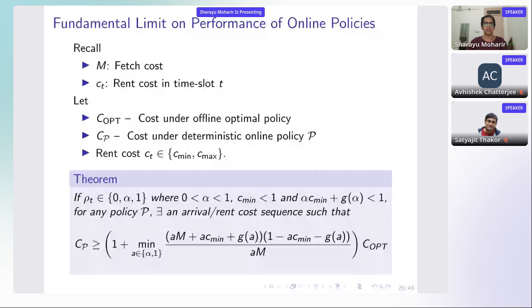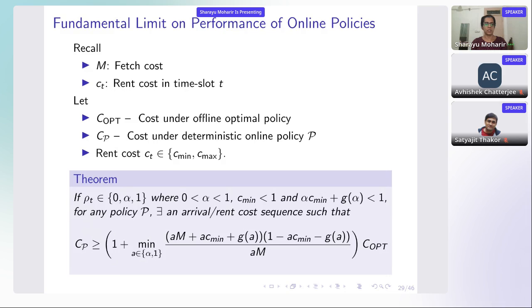So here is our first result. It characterizes the fundamental limit on the performance of any deterministic online policy. C_P is the cost of a candidate policy P. And under some constraints on the rent cost c, we show that there exists a lower limit on the gap between the performance of the offline optimal policy and any deterministic online policy. Recall that the offline optimal policy knows the entire arrival sequence, and the online policy only learns the arrival sequence causally.